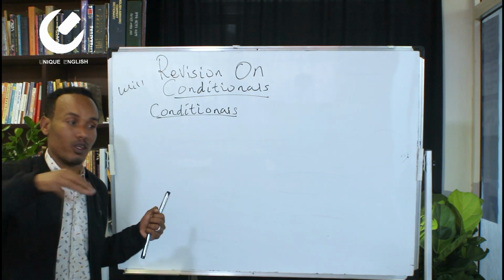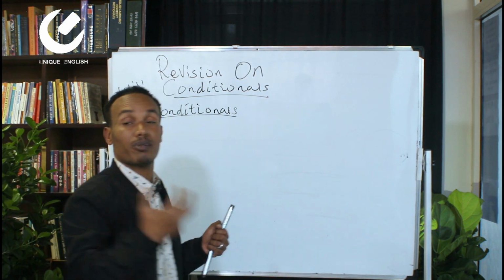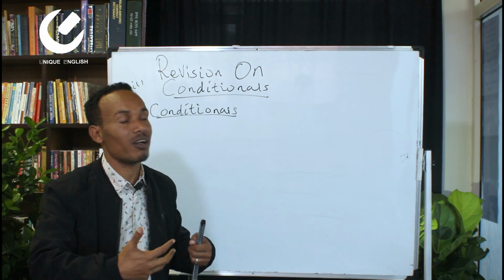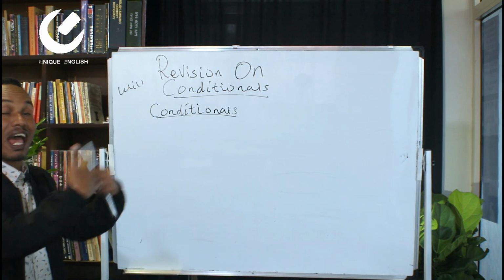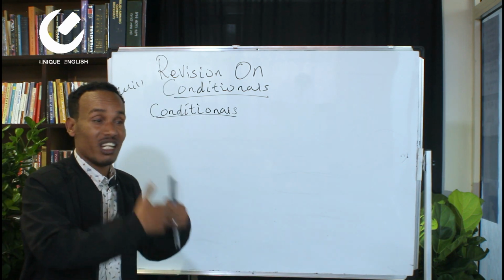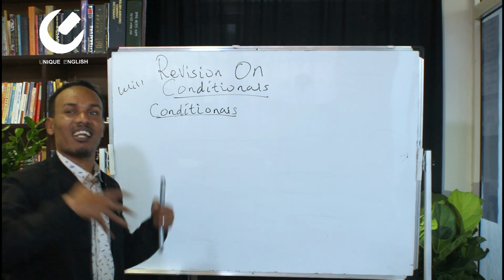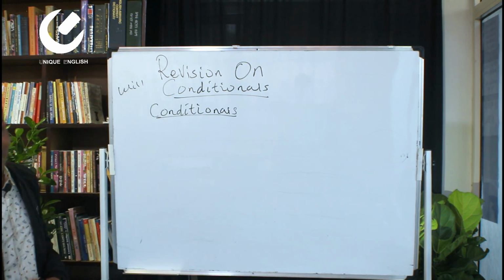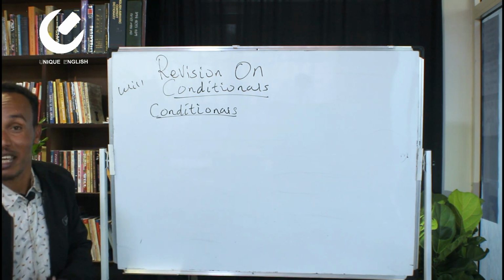So now in type 1, if some condition is fulfilled, something happens. We are talking about real situations. We're talking about real situations that will happen in the future if some conditions are fulfilled. If it is like this, it will be like that. That's it, right? Except instructions and facts. We call it conditional type 1.